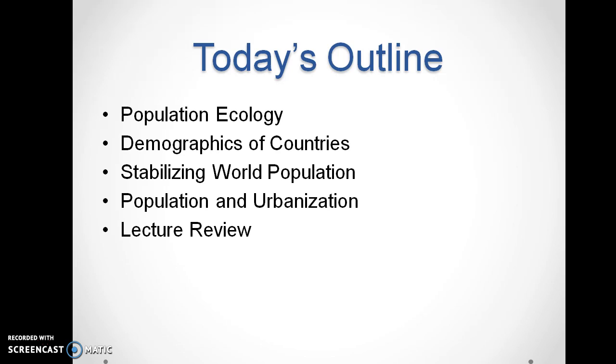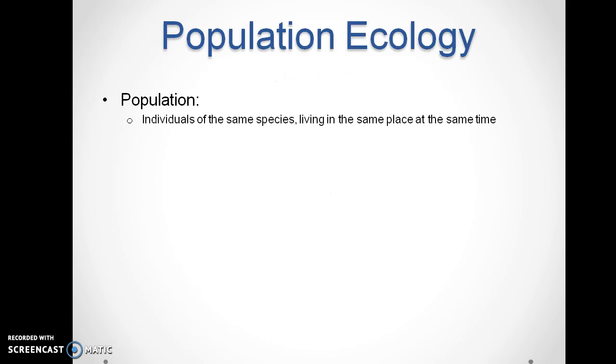So in this lecture highlight, I'm going to talk about population ecology. We're going to go through some basic demographics, and we're going to talk about stabilizing world population numbers and also where people are living. So let's start first with a really basic discussion of what a population is. Regardless of whether we're talking about people or plants or bacteria or animals or anything in between, a population is simply individuals of the same species that live in the same place at the same time.